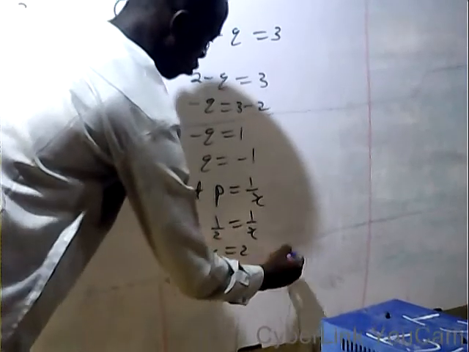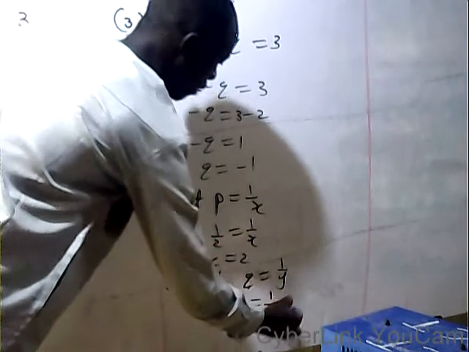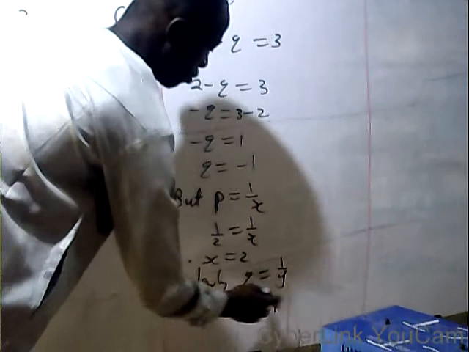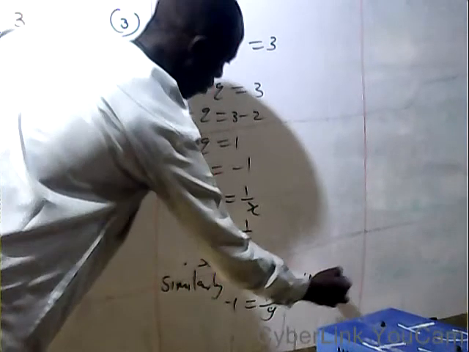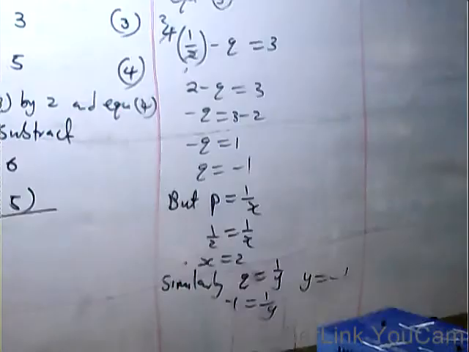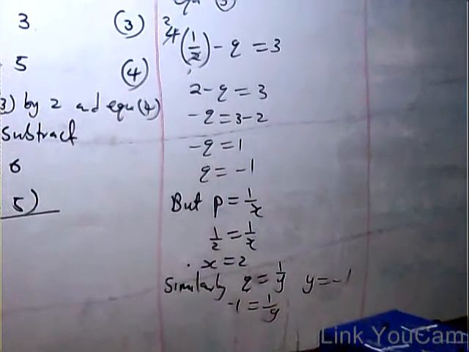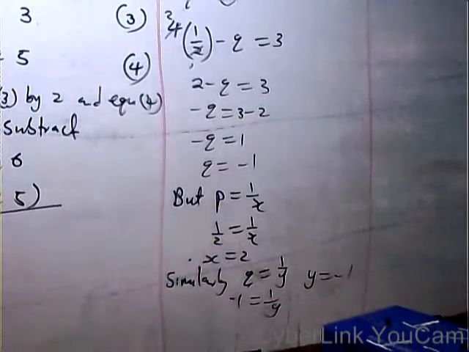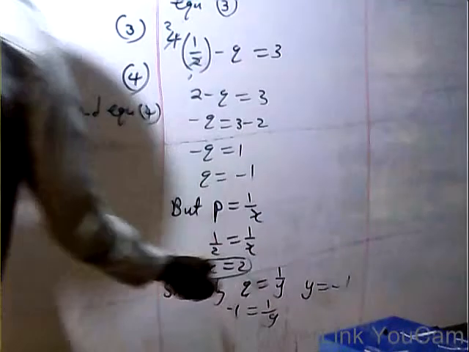q is equal to 1 over y, and that means q is equal to 1 over minus 1. I mean, what is q? q is minus 1. So that means if you cross multiply, y will be equal to minus 1, because minus 1 will be equal to 1 over y. And by the time you cross multiply, y will be minus 1, because minus y will be equal to 1. If you multiply both sides by minus, y will still be equal to minus 1. So that means our x is equal to 2 and our y is equal to minus 1.